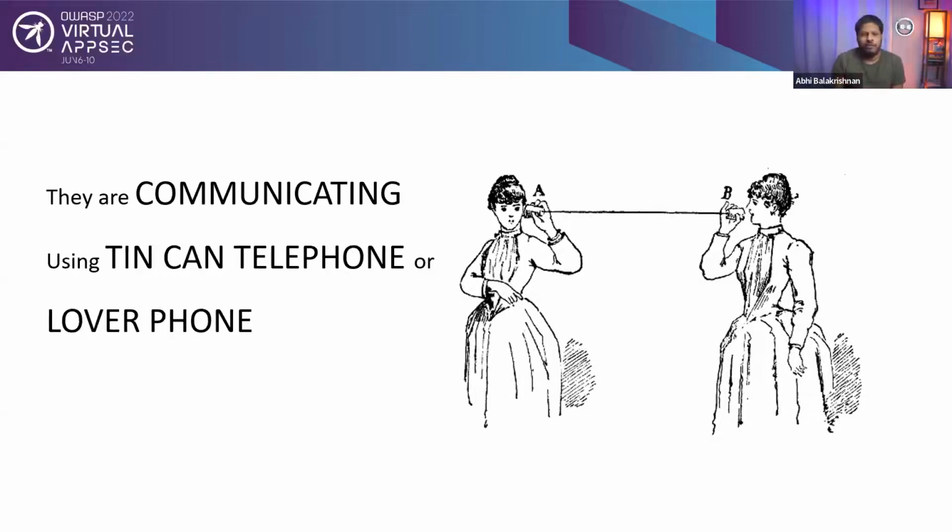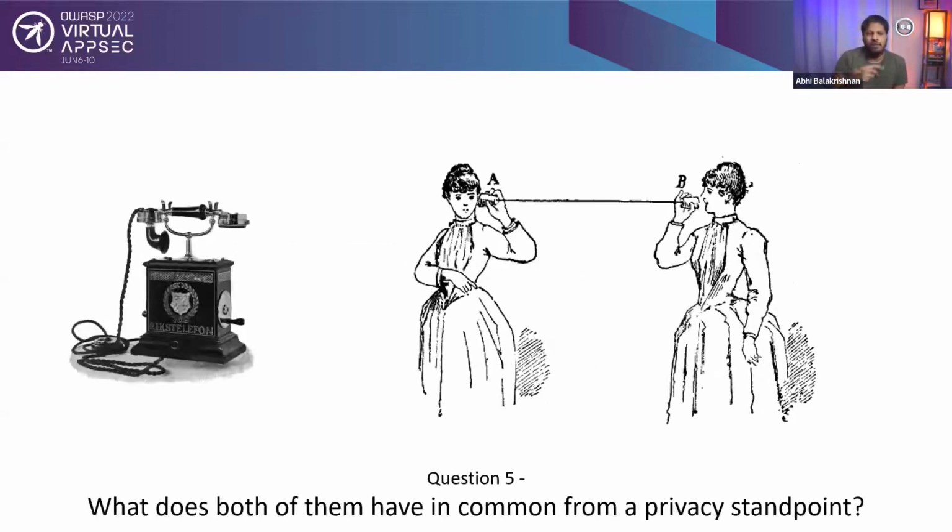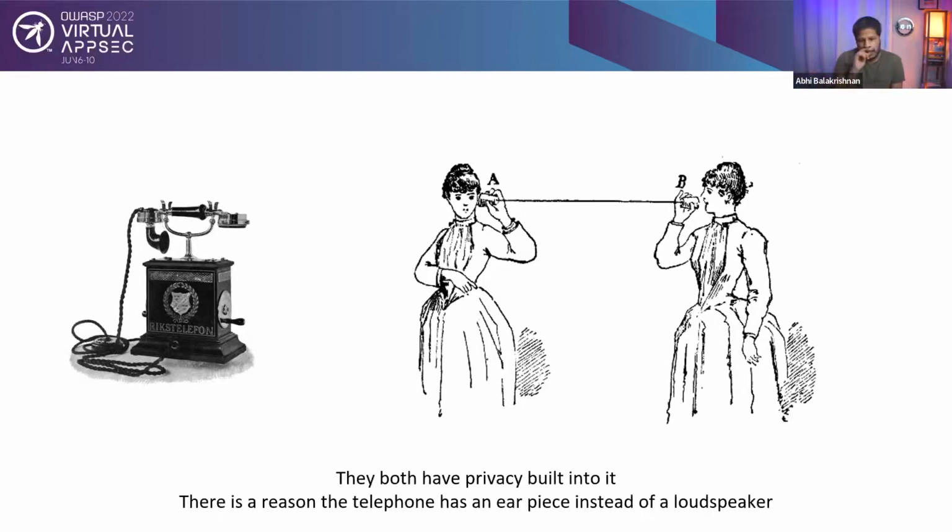Why I'm discussing that is that it leads to another question. What do both of them have in common from a privacy standpoint? What do an ancient telephone and this tin can telephone or lover's phone have in common from a privacy standpoint? So the answer is they have privacy built into them.